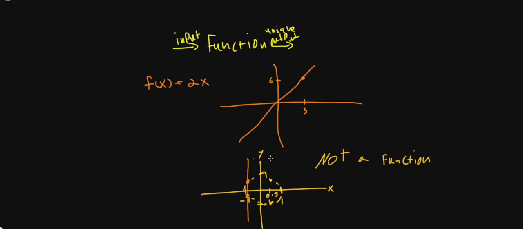We can draw it anywhere. So let's draw it right here. Again, 2 points. So by drawing a vertical line, we can tell if this is a function or not. Once again, if a vertical line goes through 2 or more points, then this is not a function.